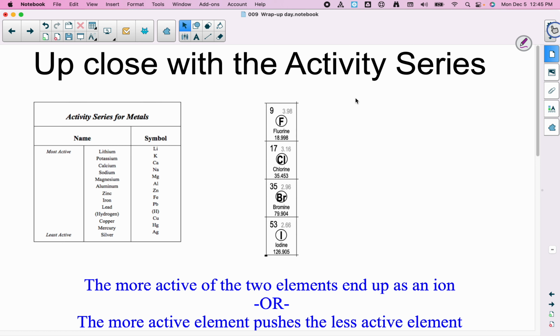So to finish our day, we're going to take a more careful look at the activity series and a silly story that I think will help you make sense of it, or at least get to the point that you can use it pretty easily.